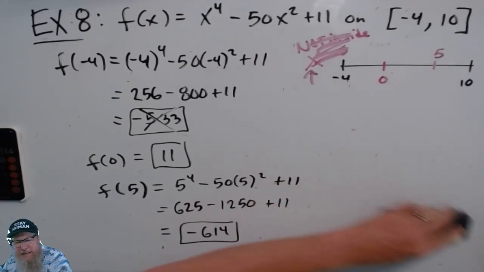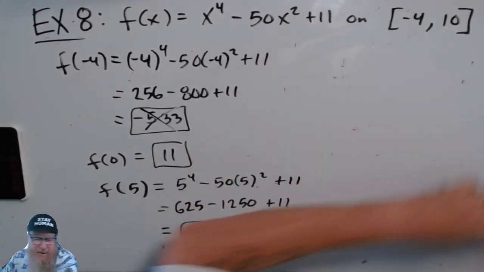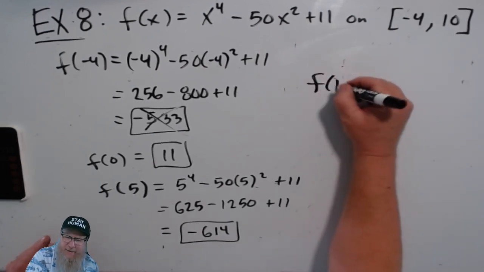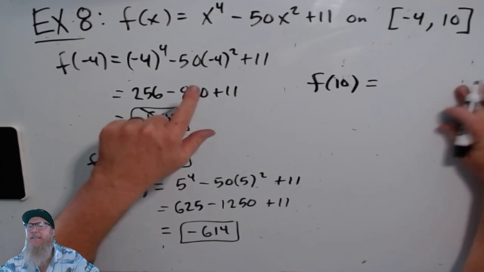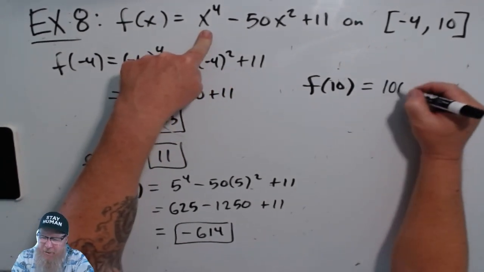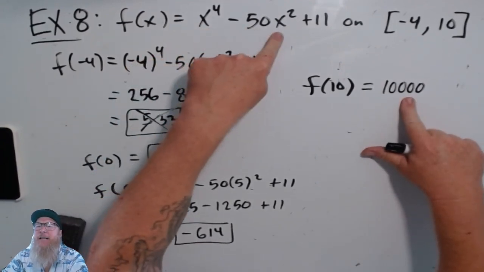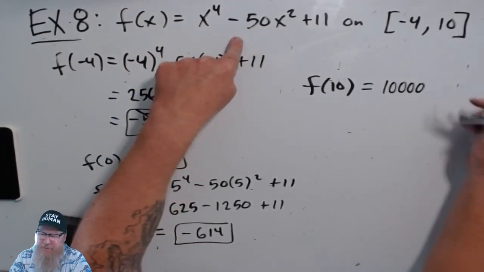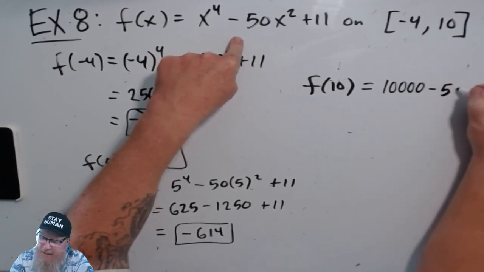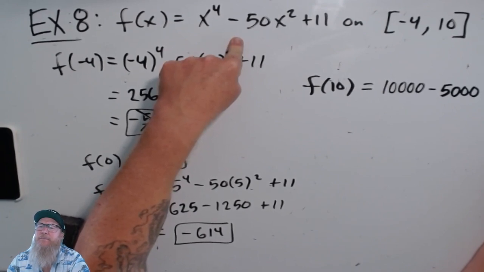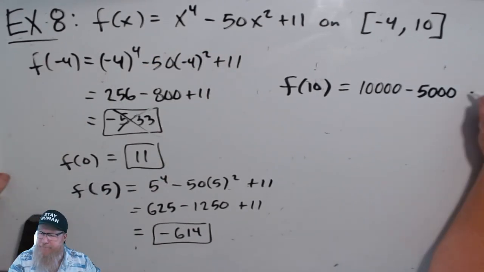All right. It's a race to the bottom. Who can be the smallest? All right, now let's go to the race to the top. I'm pretty sure 10's going to win, but let's go ahead and do it. F of 10. Now watch how nice this is. I love 10s. 10 to the 4th, just put 4 zeros. Yeah, 10,000. 10 squared is 100 times 50. 50 times 100 is 5,000. I mean, 5 times 100 is 500, so 50 times 100 is 5,000. And then plus 11.